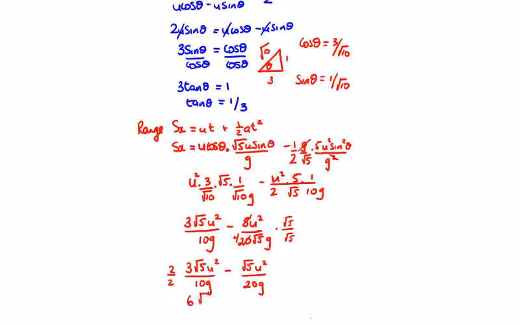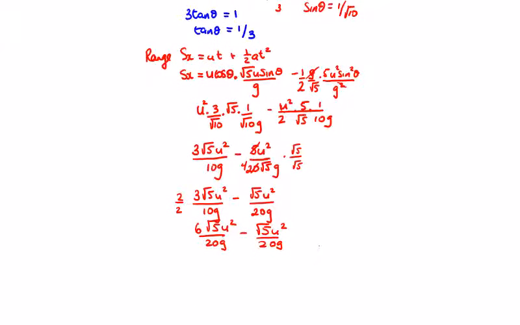It's going to be 6 root 5 u squared over 20g minus 1 root 5 u squared over 20g, which would just give us, if we have 6 of them and take away 1 of them, 5 root 5 u squared over 20g, which is the same as root 5 u squared over 4g. To complete this question, that's the range. I left out my g.